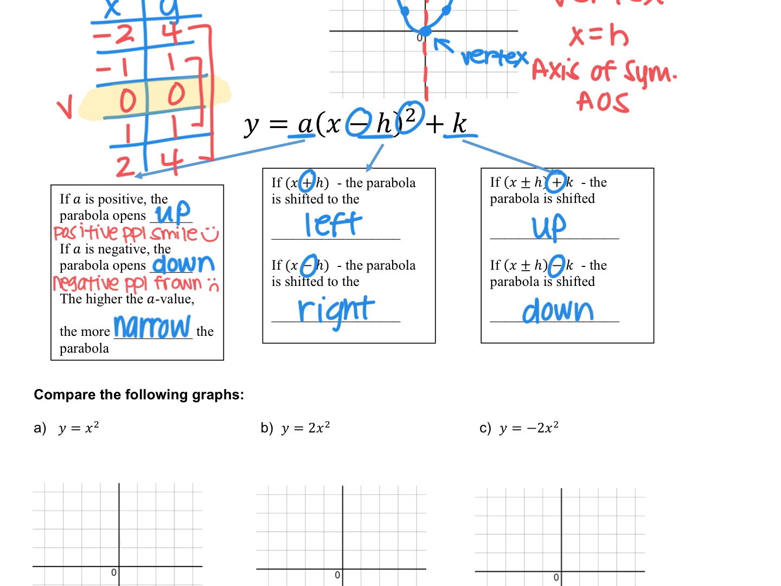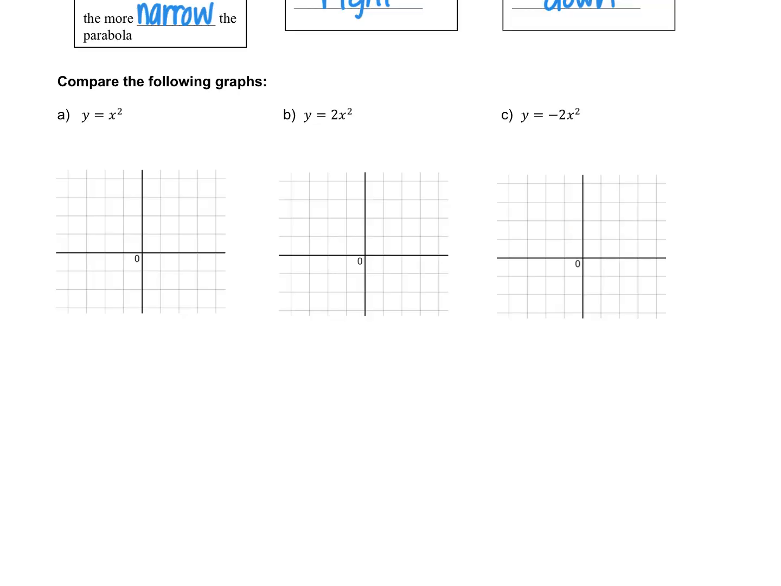So in each section that follows, we're going to talk about the differences. And I'm going to show you 2 different ways that you can use to graph your parabolas. Okay. I like to do it with tables because I think it gives a better understanding of what's actually going on.